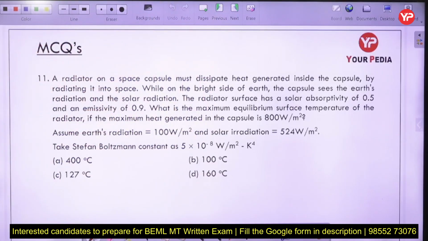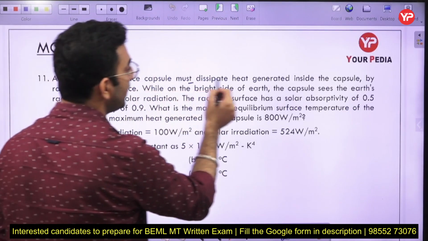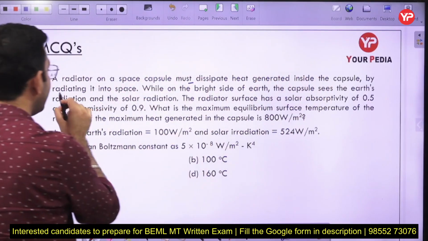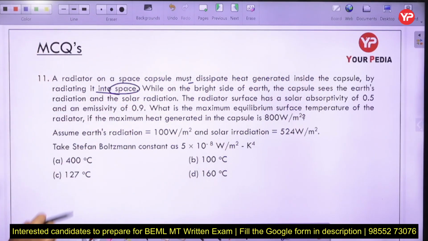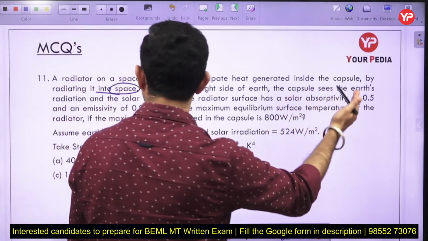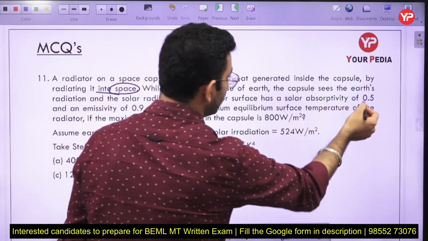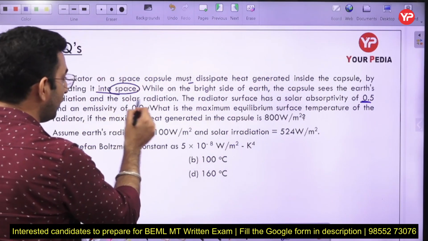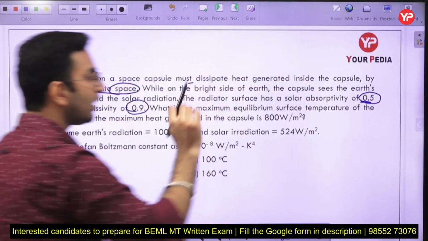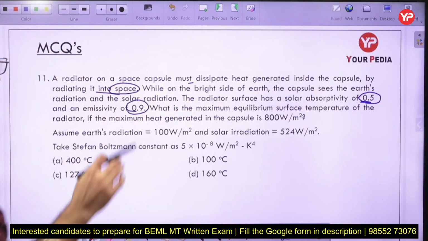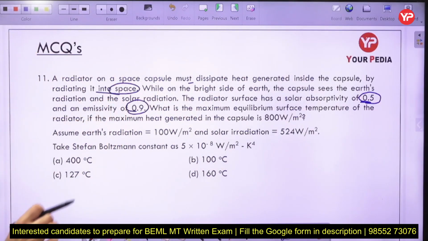Next part, a radiator on a space capsule must dissipate heat generated inside the capsule by radiating it into space. While on the bright side of the earth, the capsule sees the earth radiations and the solar radiations here. The radiator surface has a solar absorptivity of 0.5 and emissivity of 0.9 here. Now what is the maximum equilibrium surface temperature of the radiator if the maximum heat generated in the capsule is 800 watt per meter square Kelvin here? That we have to find out.